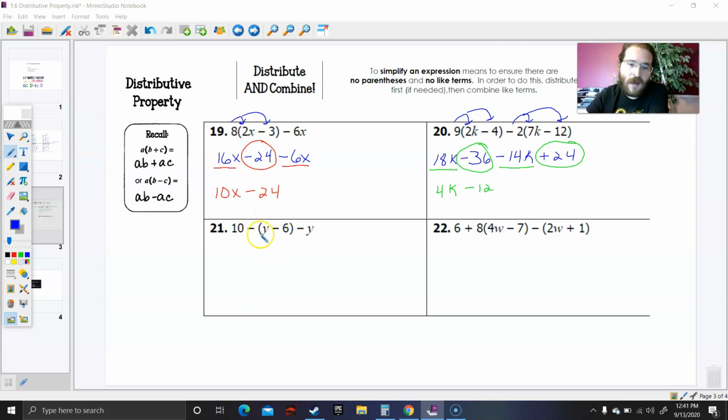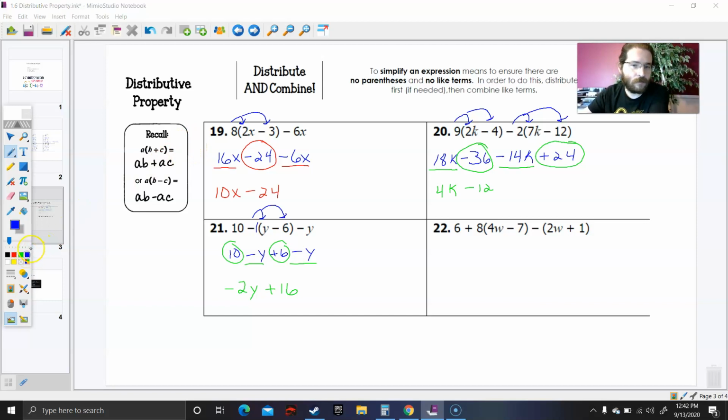All right, so now we have a part that we have to distribute in between other things. So we'll just carry this 10 down once we're done. So negative 1 times y, we get negative y. Negative 1 times negative 6, we get plus 6. And now we can just carry everything else down. All right, so first we got to combine. So negative y plus negative y, we get negative 2y. And then we have positive 10 plus 6, we get plus 16.